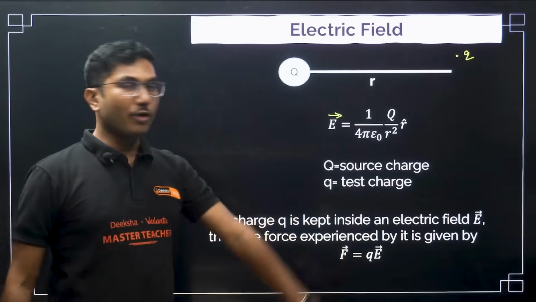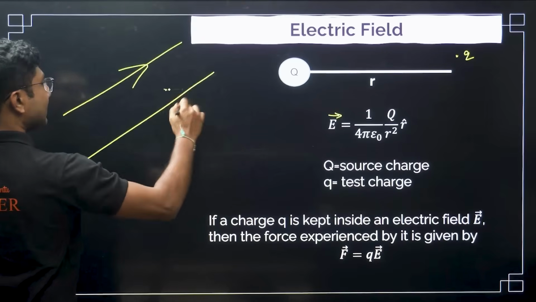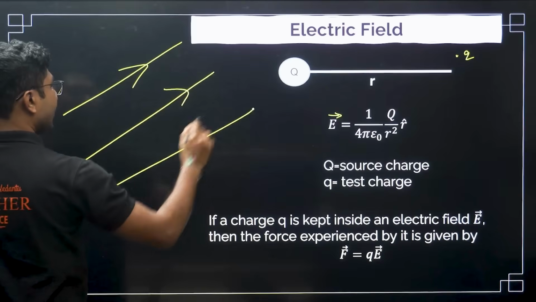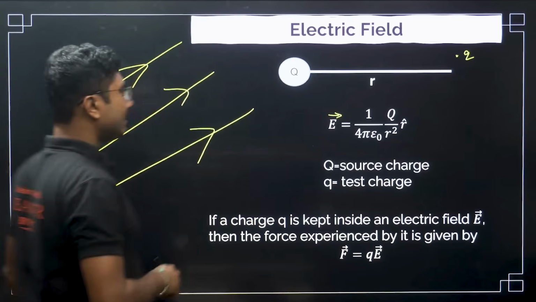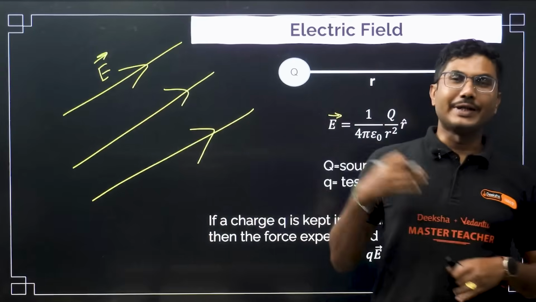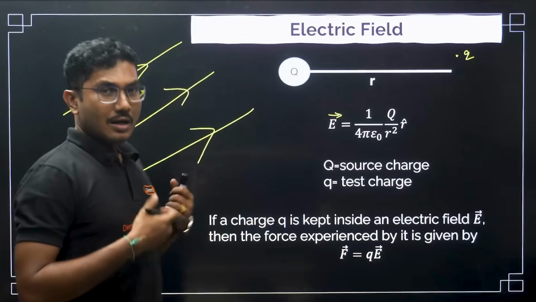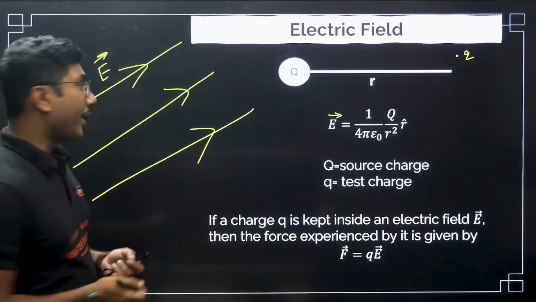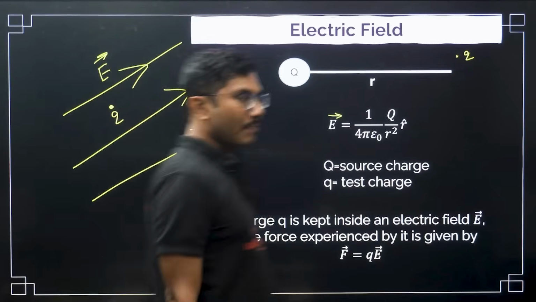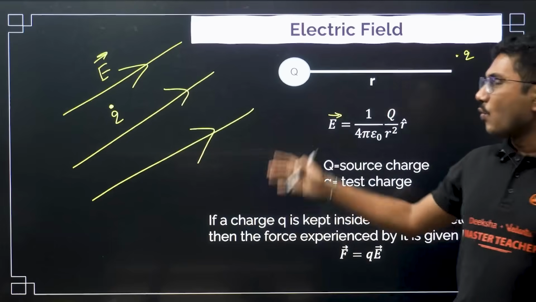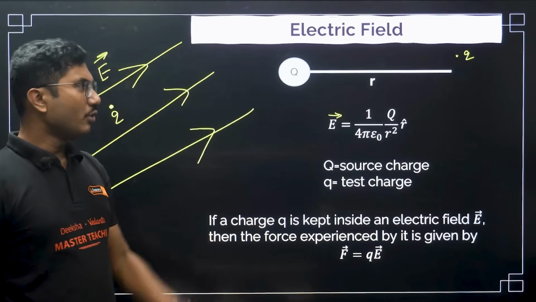Now why is this important? Because in most cases we do not know where the source charge capital Q is located, but we know the electric field at some point. In many cases, determining capital Q is impossible. So if you can measure the electric field at some point, and if you keep a test charge at a point inside that electric field, what force will it experience? It will experience a force q into E.